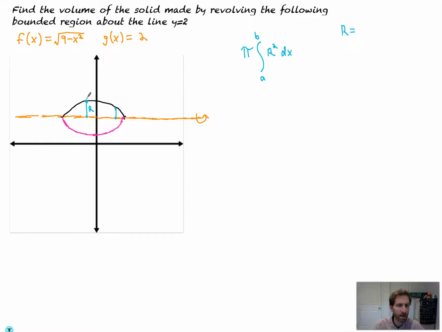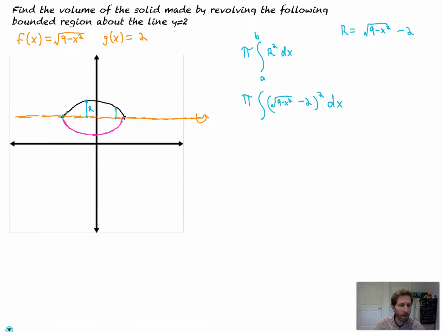So this distance here from the outer edge to the axis is f of x minus 2, or square root of 9 minus x squared minus 2. That's it. That's going to be your radius, and we're going to square that thing. So you get pi, integral from, we'll have to figure out the bounds shortly, square root of 9 minus x squared minus 2, all of that, squared.